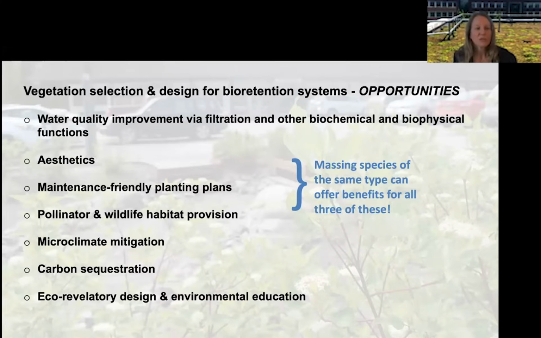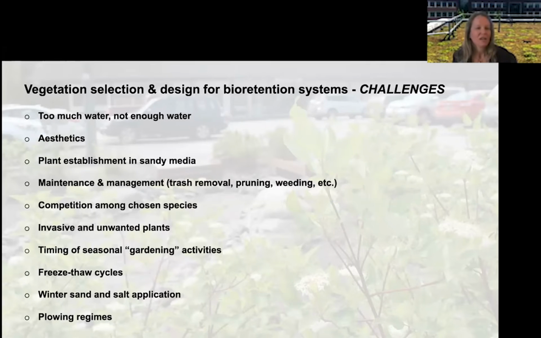And then furthermore, pollinators practice something called flower constancy. So they go from the same type of flower to the same type of flower, preferentially, without exhausting themselves going really far to find that flower again. So massing is also good for the pollinators. Also, we have microclimate mitigation, carbon sequestration, and opportunities for revelatory design and environmental education.